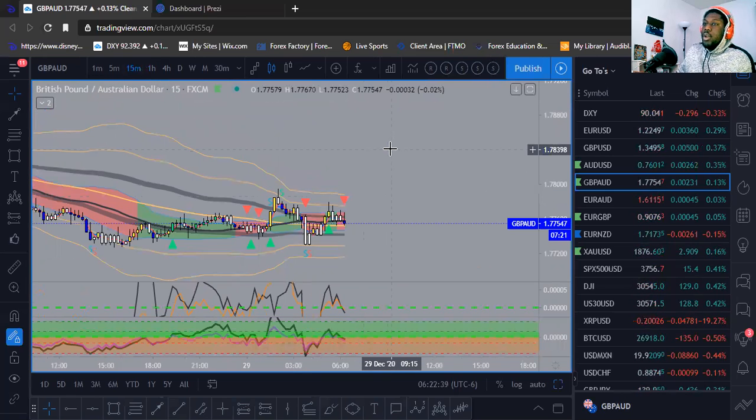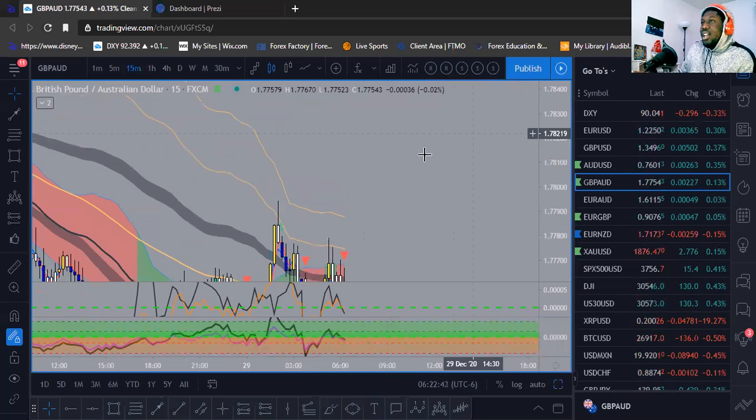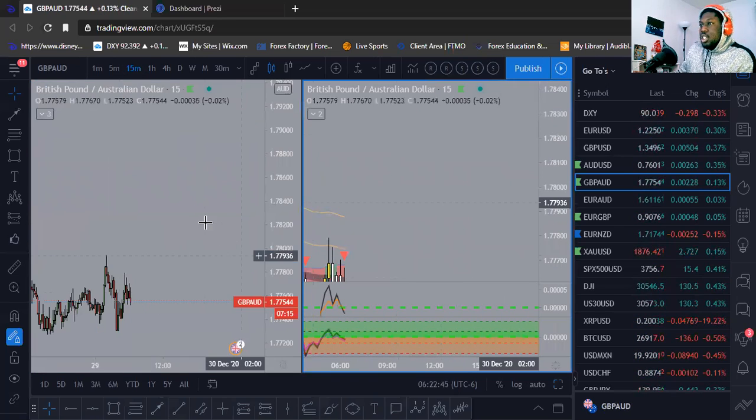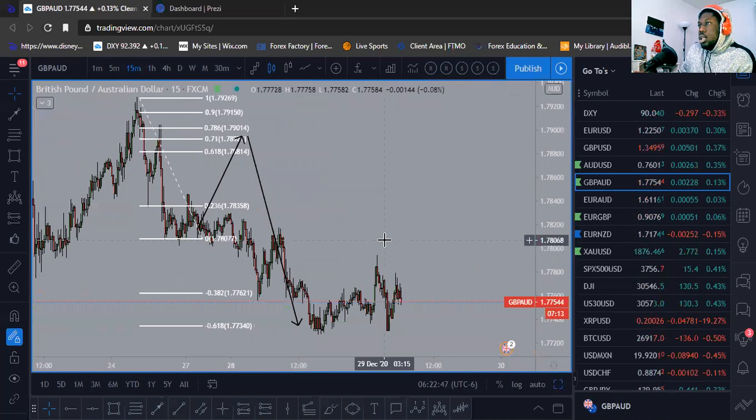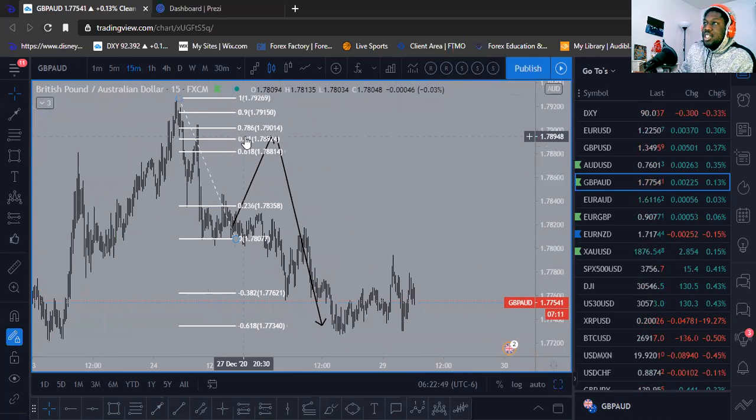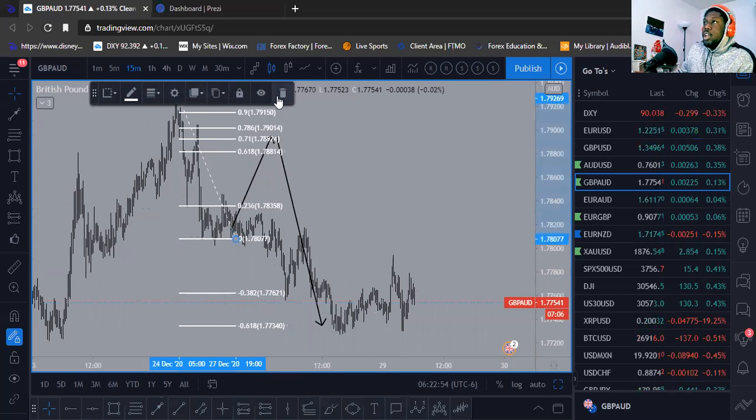If this does go bullish, though, AUD USD is definitely going to drop, which is what I want. So let's go on to GA real quick again. I wanted this retracement to the upside. It never happened. Prices ended up dropping some more. So I'm going to go ahead and close this out.